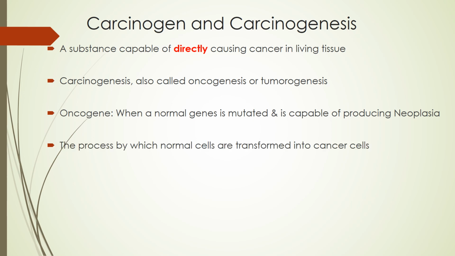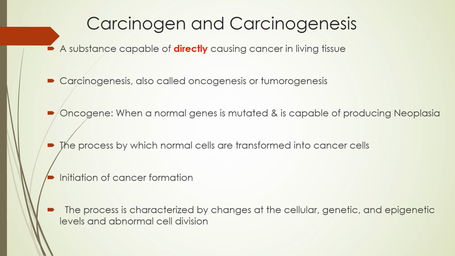The process by which normal cells are transformed into cancer cells is called carcinogenesis. There is initiation of cancer formation in the process of carcinogenesis. The process is characterized by changes at the cellular, genetic, and epigenetic levels, and abnormal cell division. The cell division also becomes abnormal.